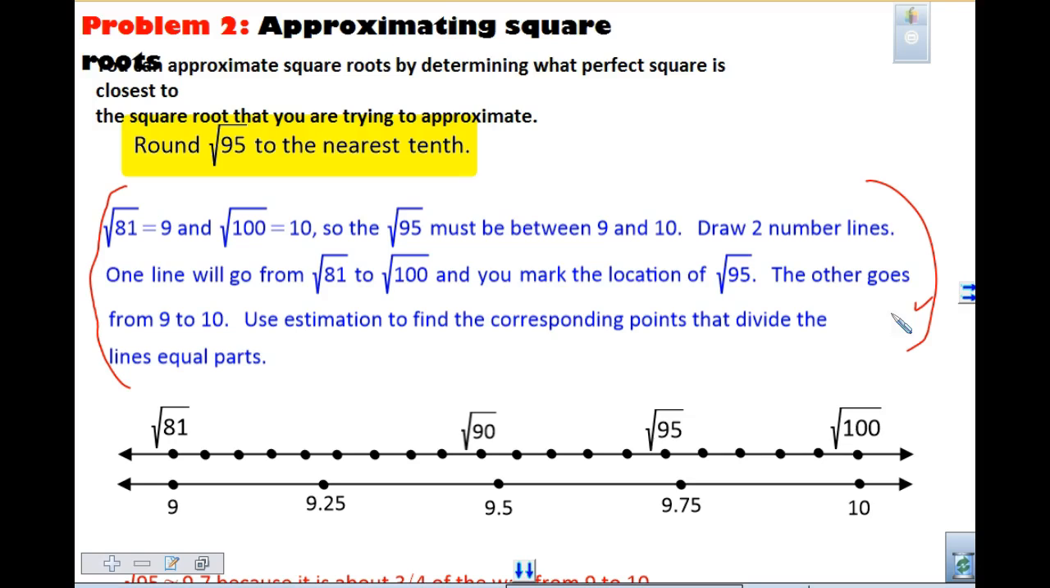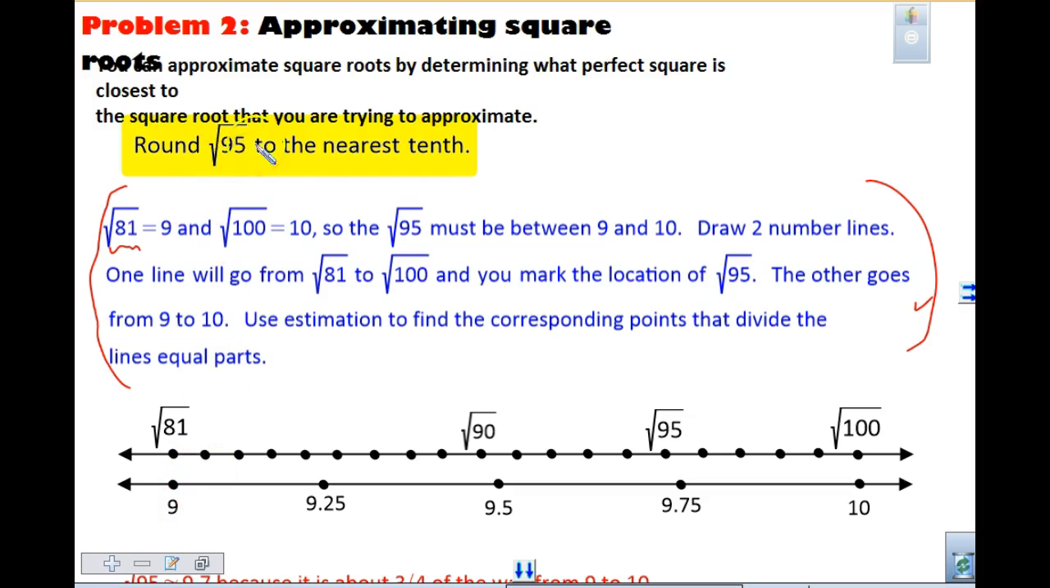Now, the reason that I was kind of picky on, do you know those perfect squares and cubes, is because if I ask you for the square root of 95, what two perfect squares is it between? 95. What two perfect squares is 95 between? It's between 100 and what comes before it? 9 times 9, which is 81. So this part right here, because when we do this, this is what we're going to do.